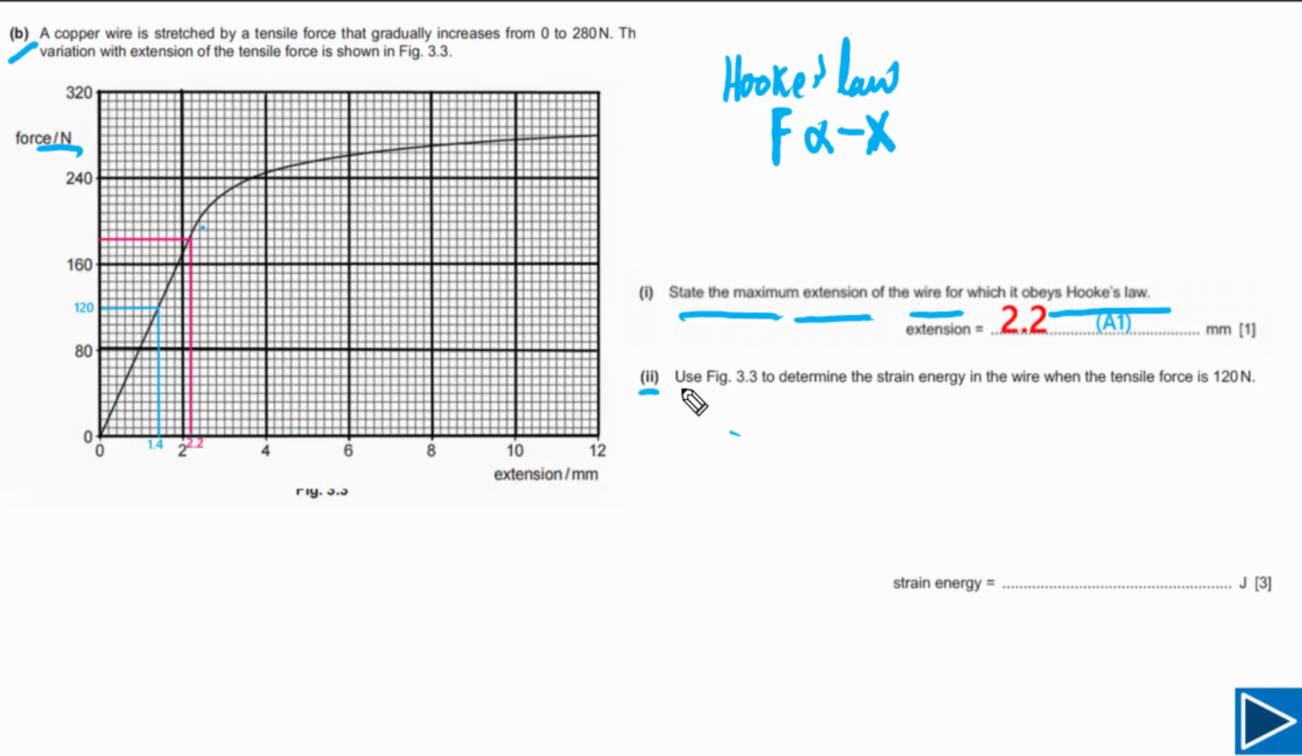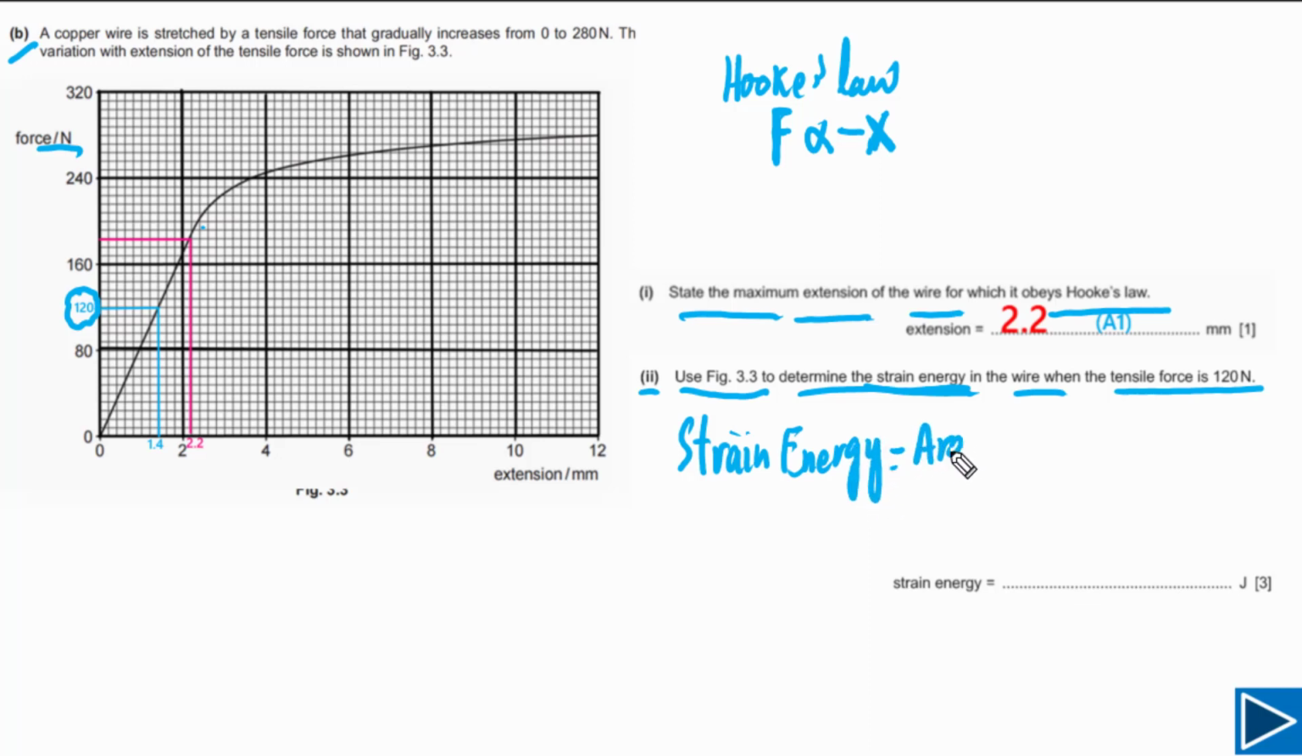For the second part, the question is asking us to use figure 3.3 to determine the strain energy in the wire when the tensile force is 120 newtons. Meaning when the force is 120 newtons, we need to calculate the strain energy in the wire. First thing, how can we calculate strain energy? Strain energy in this case is simply equal to the area under the graph. So this is the first thing we have to understand: area under graph.